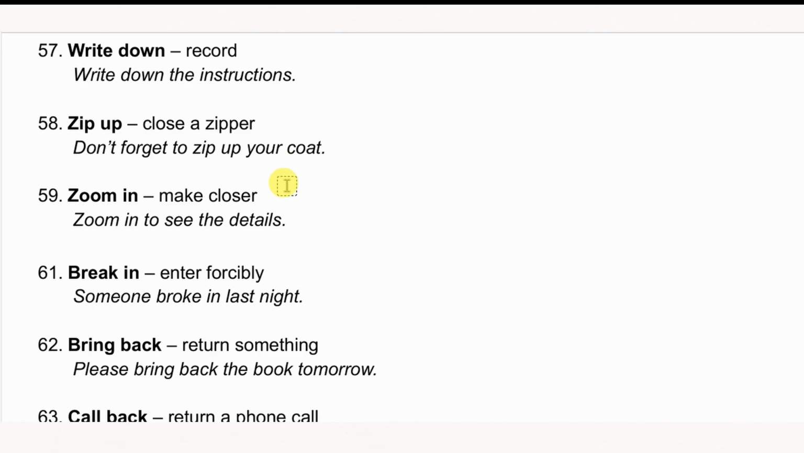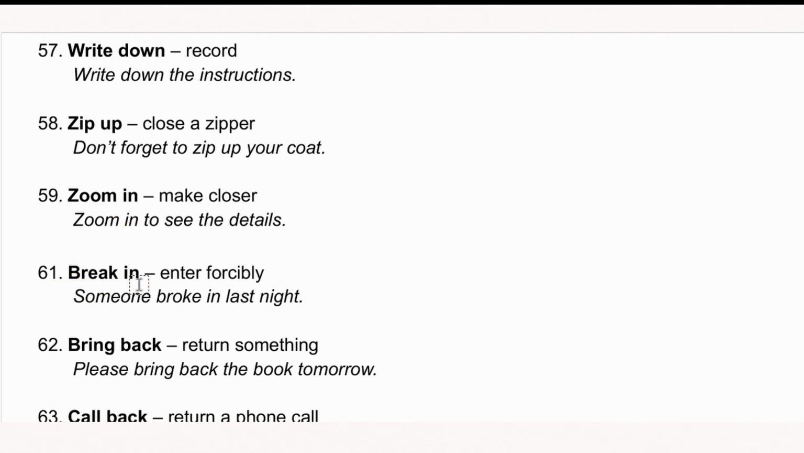59, zoom in. Zoom in, this is to make closer. For example, zoom in to see the details. Zoom in to see the details. And the opposite of this zoom in will be to zoom out.